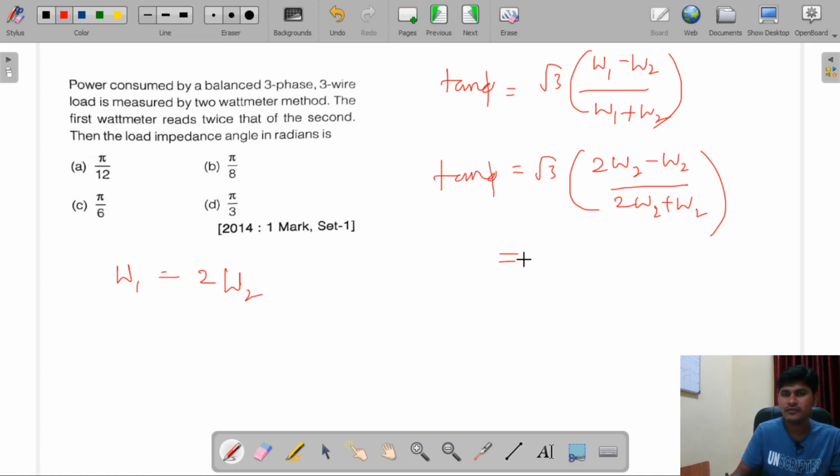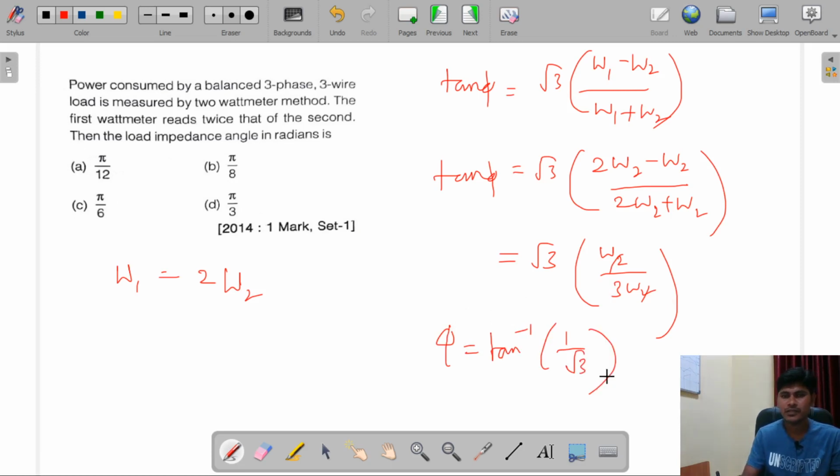Then which is equal to root 3 into W2 by 3W2. Phi is equal to tan inverse of 1 by root 3. Okay, that is 30 degrees. So option C is the right answer.